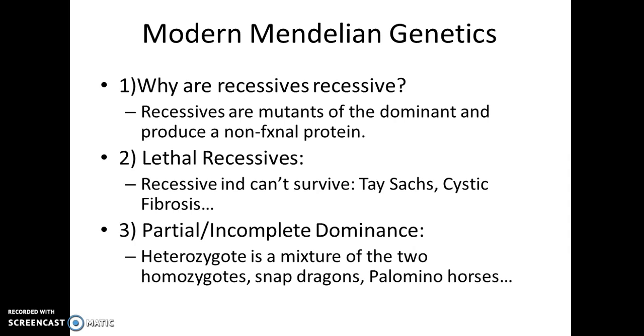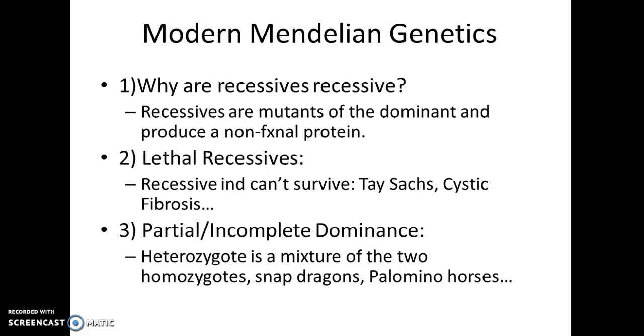Lethal recessives. In a lethal recessive, the individual cannot survive. The protein is necessary for survival, and if they have two copies of a non-functional protein, they will die. Examples are Tay-Sachs, where there is a fatty buildup in the brain and kids die by the time they're 4 years old, or cystic fibrosis, where individuals used to die in their mid-20s because their mucus was thick and sticky due to an improper ion transport protein.